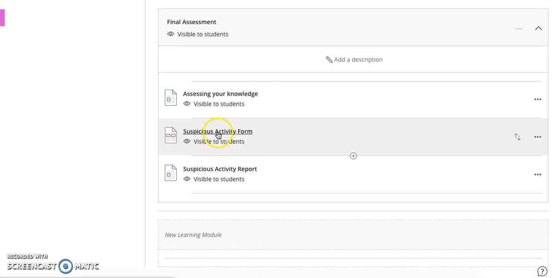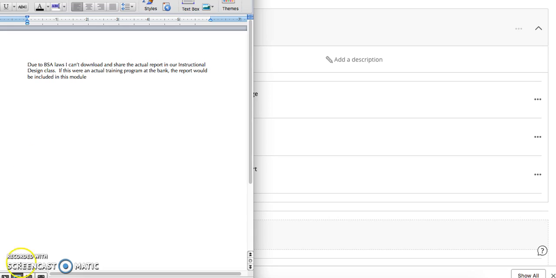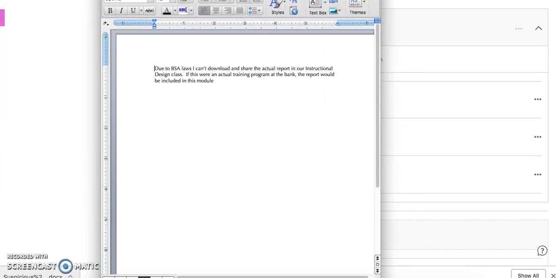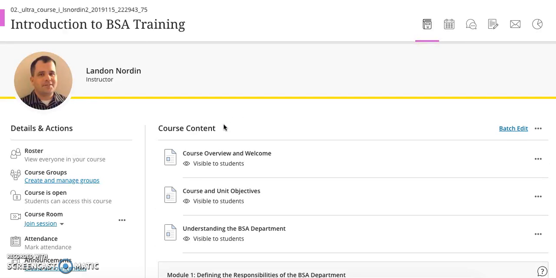I included the suspicious activity form here again, and this is where the suspicious activity report would be, where we file within the bank. But here I am just kind of explaining why I can't put it there. And with that being said, that is the course on an introduction to BSA training.